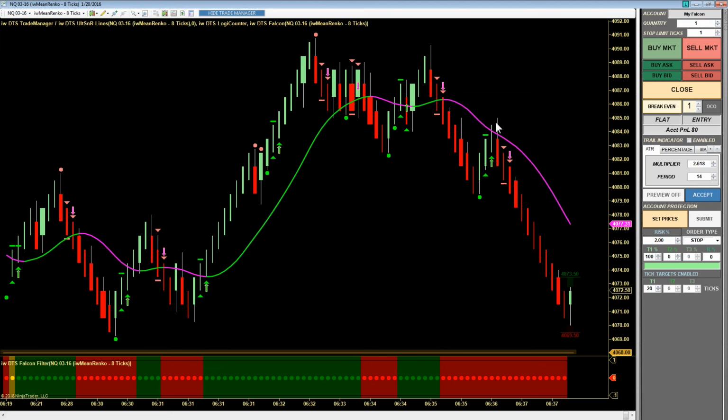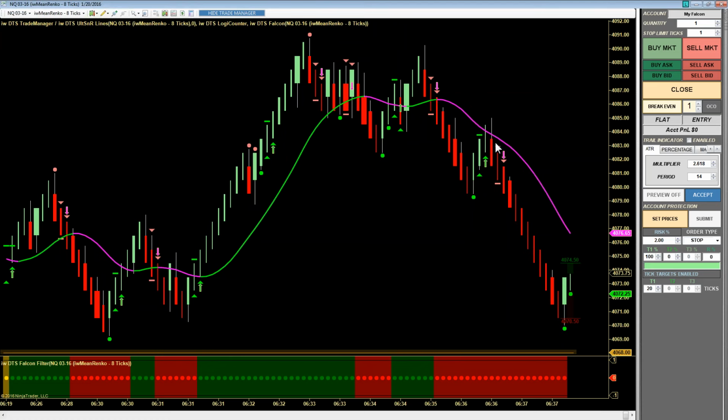Now, you don't see a warning dot here. What happened is the warning dot would have been absorbed. The warning dot did print here for a moment, but then the signal parameters changed and it went straight into signal mode.